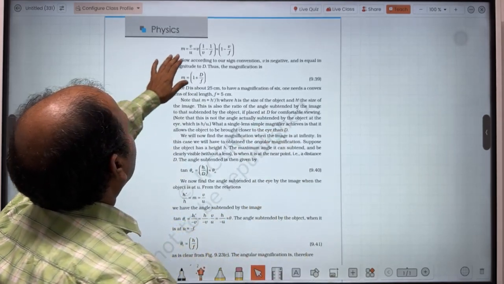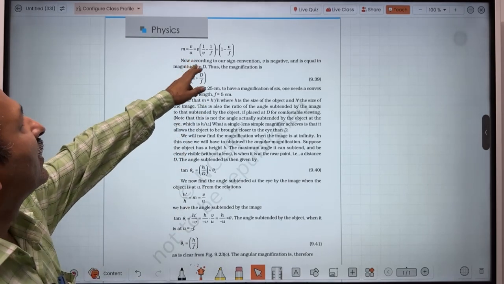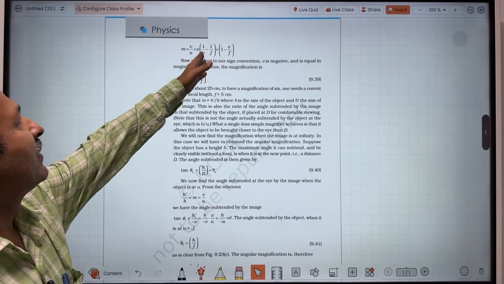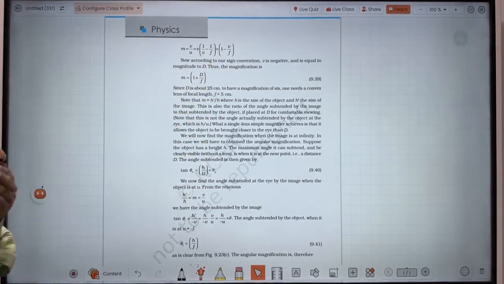Here m equal to, you know, in case of a lens it is v upon u. So v and 1 upon u we can write in terms of 1 upon v minus 1 upon f. That gives 1 minus v upon f.